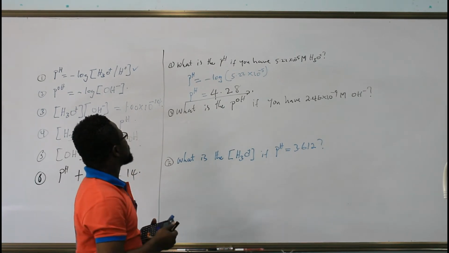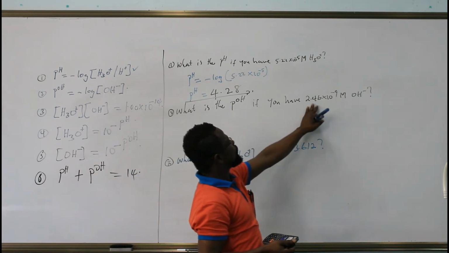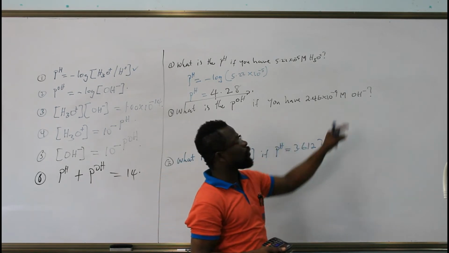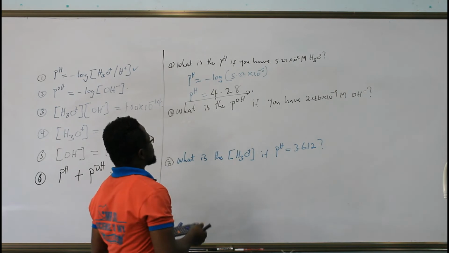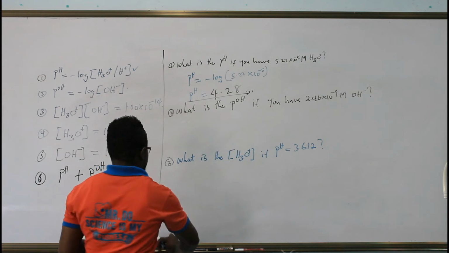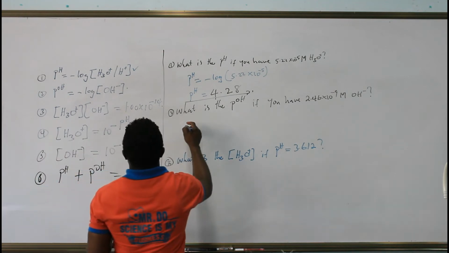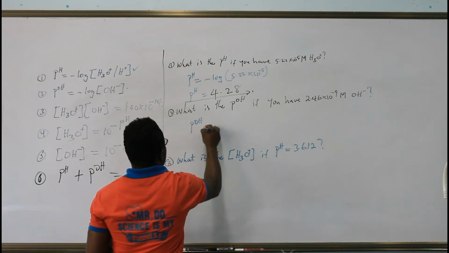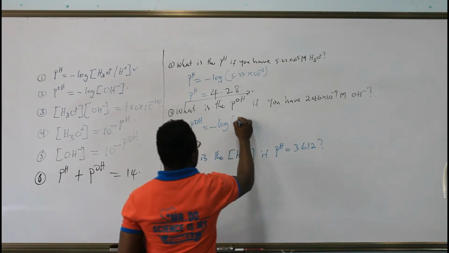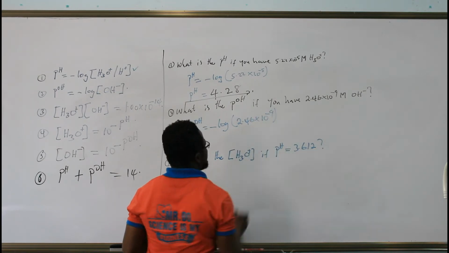Let's look at number 2. Number 2 says, what is the pOH if you have 2.46 times 10 exponent negative 9 molar concentration of OH minus? Now we want the pOH, and we are given the OH minus. So straightforward, this is very simple. We can apply formula number 2 and solve for that. pOH equals negative log of the concentration, and the value of the concentration is 2.46 times 10 exponent negative 9.